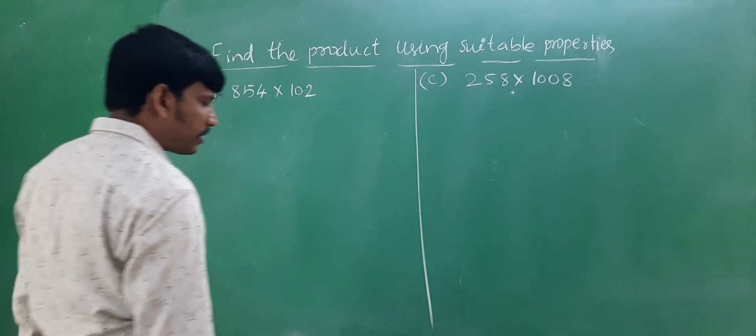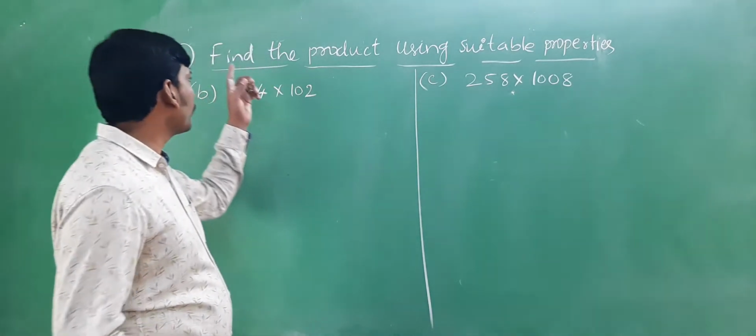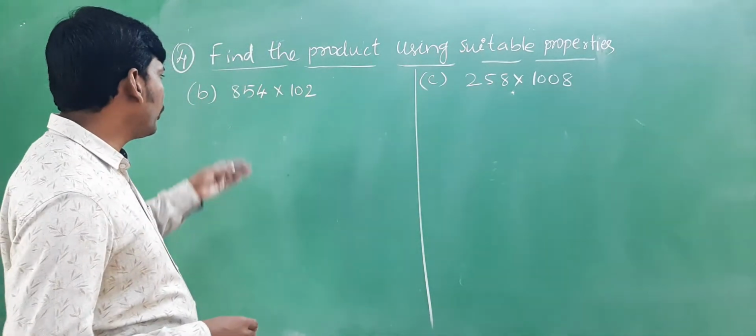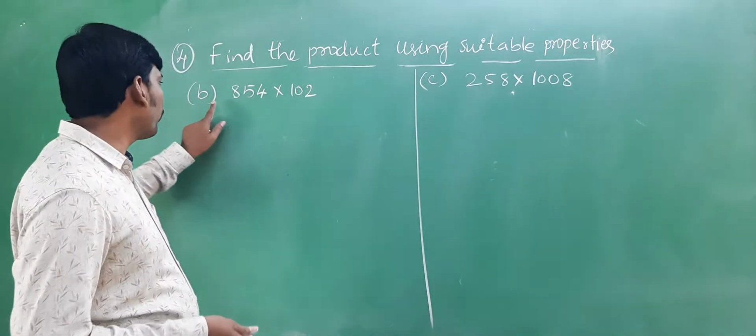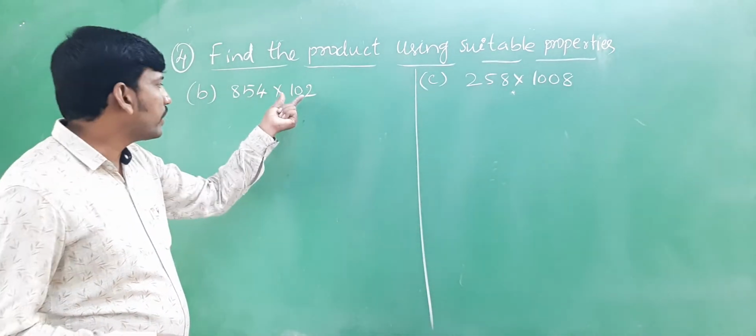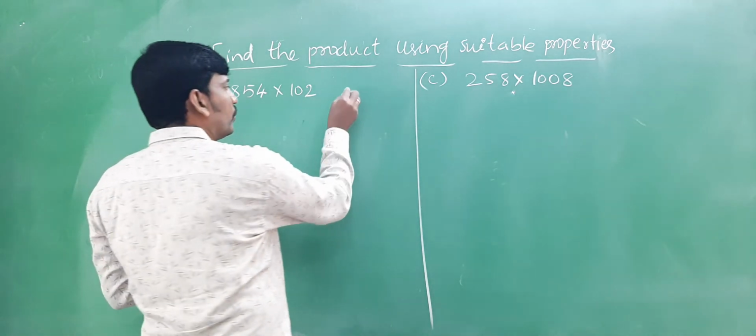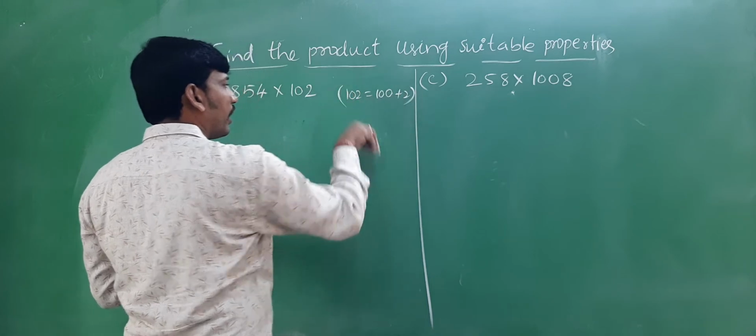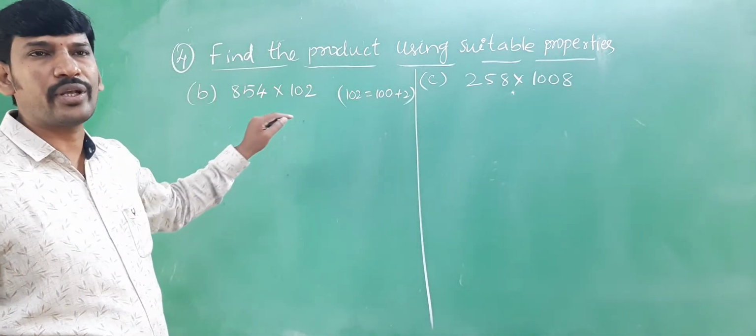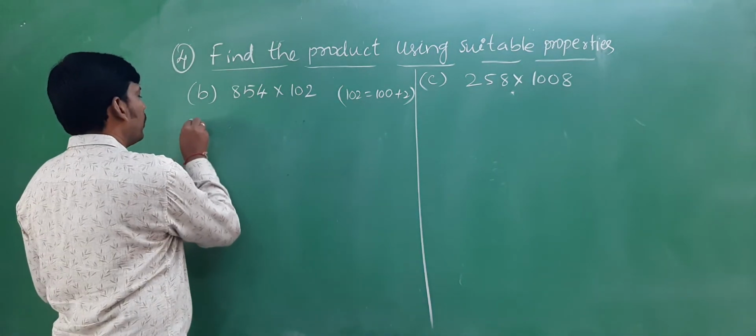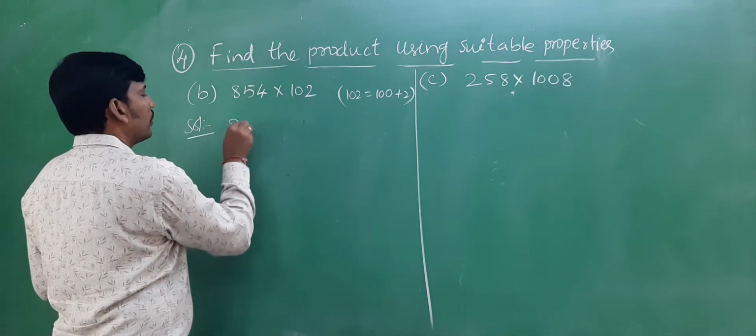Right children, let us discuss the fourth question. Find the product using suitable properties. Now, what did you observe from this question? 854 into 102. So this we have to simplify. 102 can be written as 100 plus 2. Then apply distributive property of multiplication over addition. Right children? Then you will get the answer very easily.